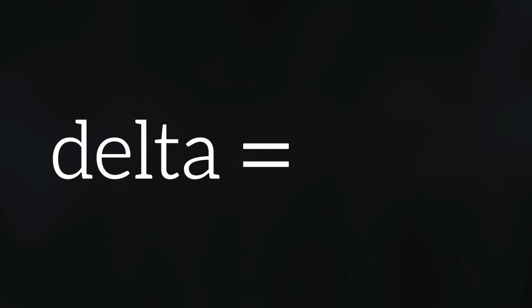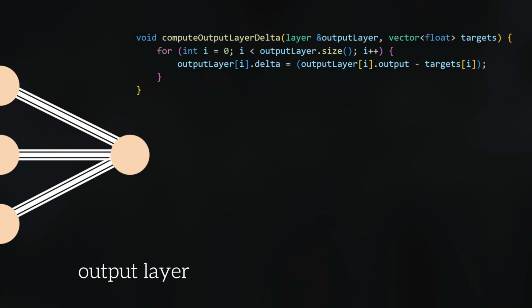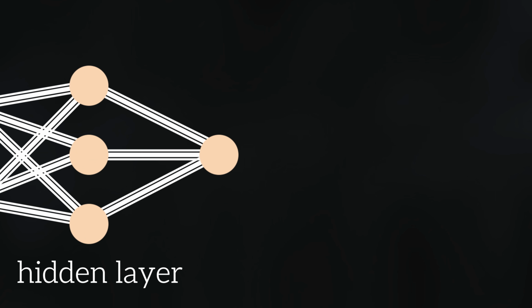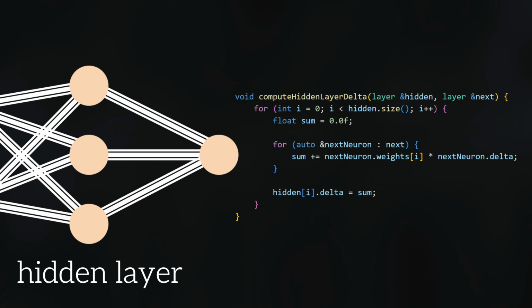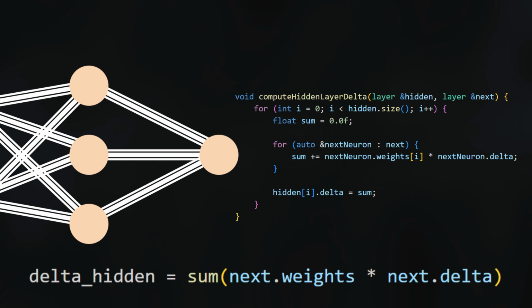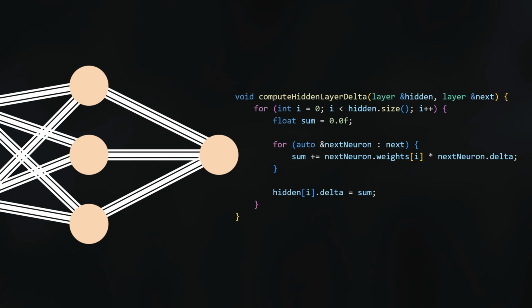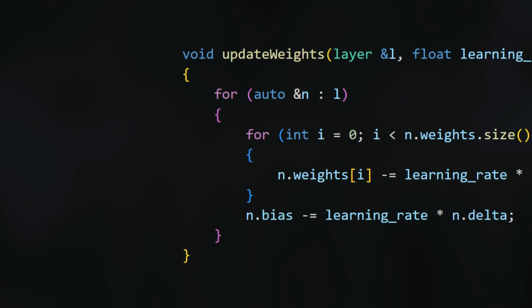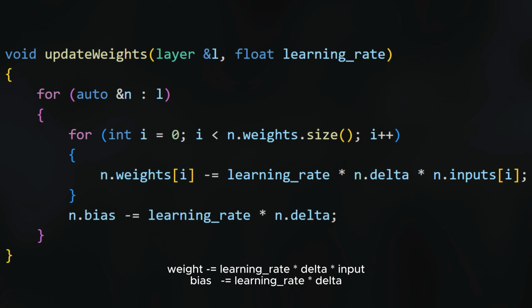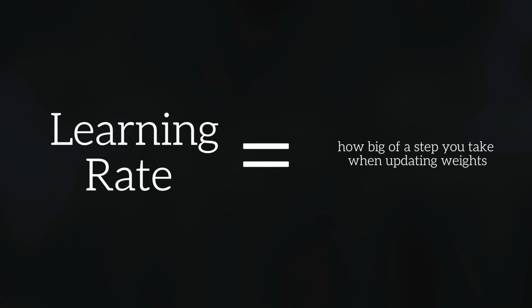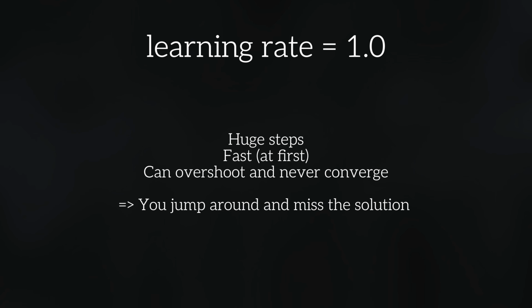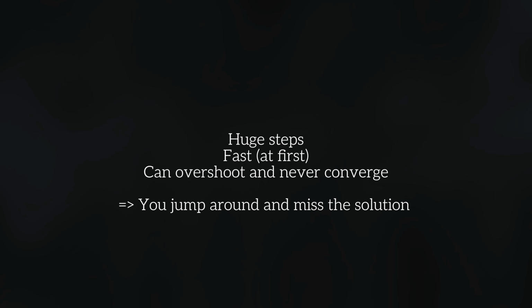The delta is basically just how wrong the output is. For the output layer, each neuron's delta will be the output minus the target. For the hidden layer, we can calculate each neuron's delta as being the sum of each of the next layer's neurons' weight times delta. You can update the weights and biases values using this formula, where the learning rate is basically how fast your neural network learns. But be careful, because a high learning rate can lead to very unstable neural nets.